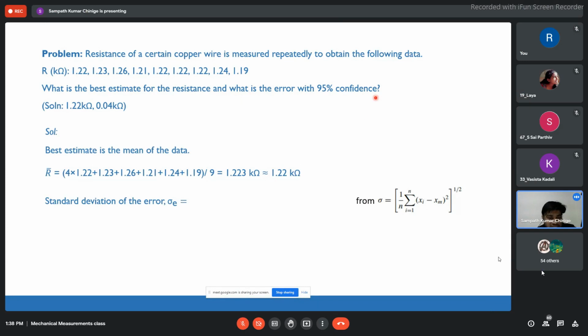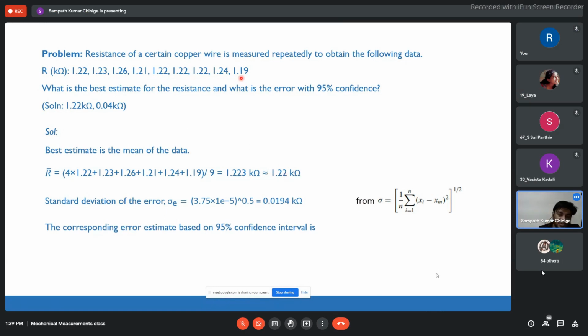First we need to find out the average, which is the best estimate for the given data. So you find the R bar, which is nothing but the average value, and then you find the standard deviation of the error. The standard deviation of the error is the square root of the summation of the individual value minus the mean value, whole square, divided by the number of readings. So using that expression, the standard deviation that you got is 0.0194 kilo ohms.